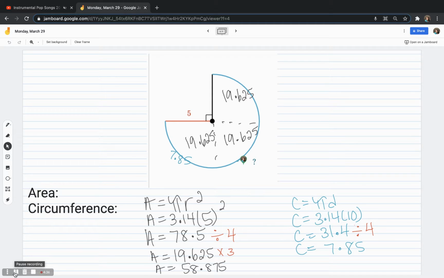So that means that in this circle, the outside portion here is 7.85. The outside portion here is 7.85. The outside portion here is 7.85. And had we had an outside portion here, it also would have been 7.85. So I want these 3 outside portions. So now I'm going to multiply by 3. And that's going to give us a total circumference of 23.55.